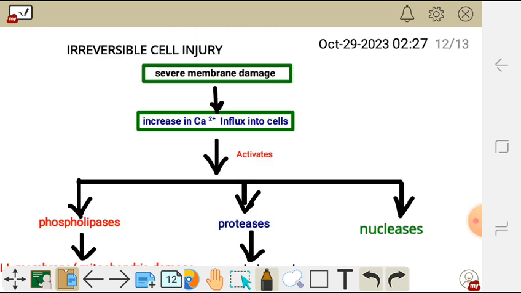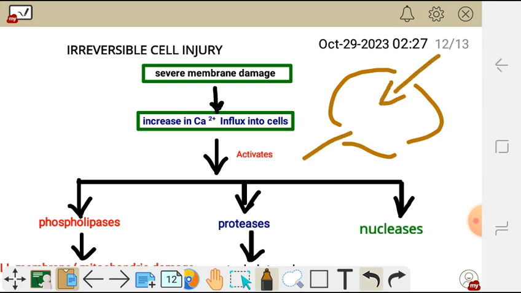So under irreversible cell injury here, now we are talking about severe membrane damage. So the cell membrane is severely damaged. Once the cell membrane is severely damaged, we are going to see accumulation of calcium inside the cell from the extracellular fluid, and increased calcium influx in the cell will activate enzymes inside there. We know that calcium activates enzymes inside the cell. That's why it is kept outside the cell. So certain enzymes are going to be activated by calcium.